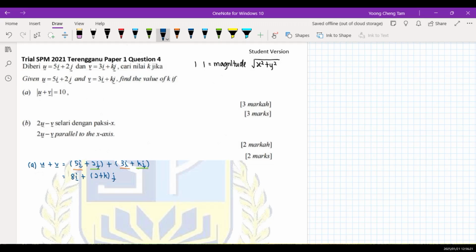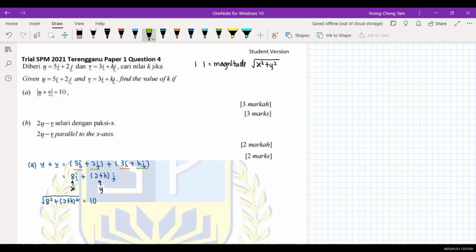Now let's apply the magnitude formula, square root of x squared plus y squared. In this example, x is equal to 8 and y is equal to 2 plus k. Now substitute into the formula. So square root of 8 squared plus (2 plus k) squared will be equal to 10, because it's given by the question. The magnitude of u plus v is equal to 10. Now solve the equation and find the value of k.